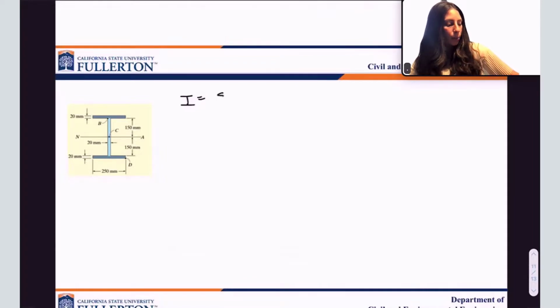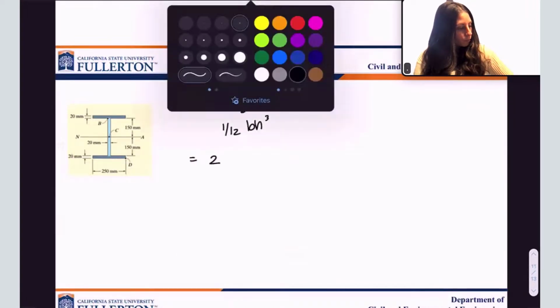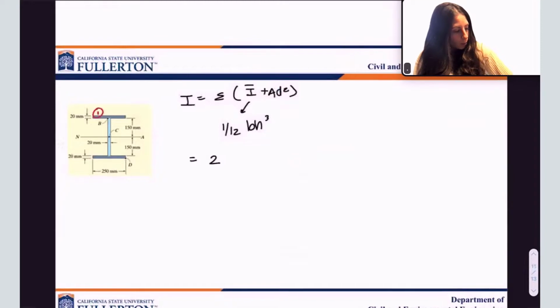The parallel axis theorem is the sum of all moment of inertias plus AD squared. Okay? And what is the moment of inertia for a rectangular shape? 1 over 12 BH cubed. Okay? I'm also going to go through this a little bit quickly because this should be a review for you. So we're going to have 2. Why am I putting 2? I'm going to do the top portion. I'm going to call this 1, going to call this 2, and this middle portion 3.